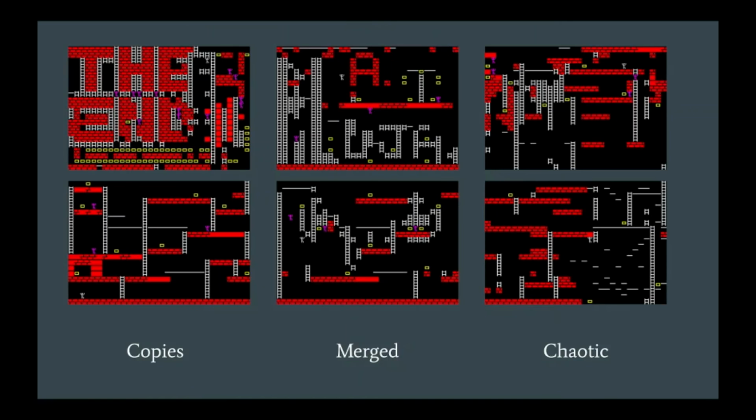We also discovered that the GANs produced 3 distinct kinds of levels. The first was direct copies from the game. The second was levels that merged elements from 2 or more different levels together. And then there were chaotic or seemingly random levels where there were a lot of misplaced blocks or missing blocks altogether.